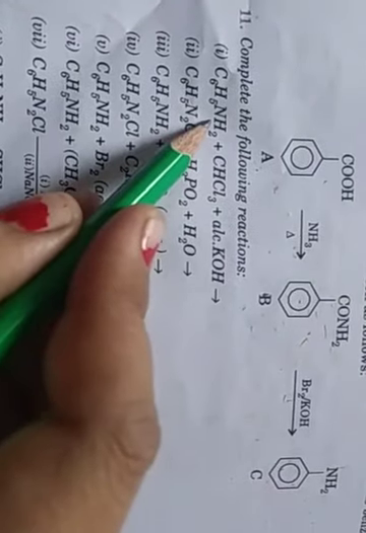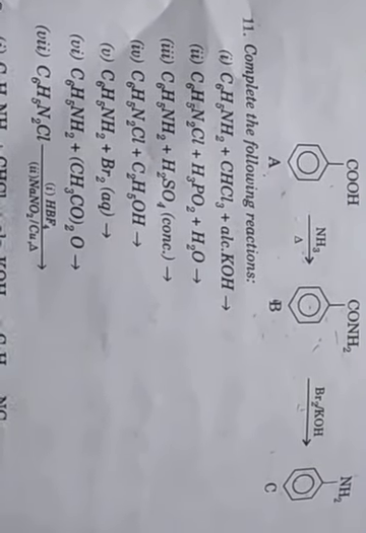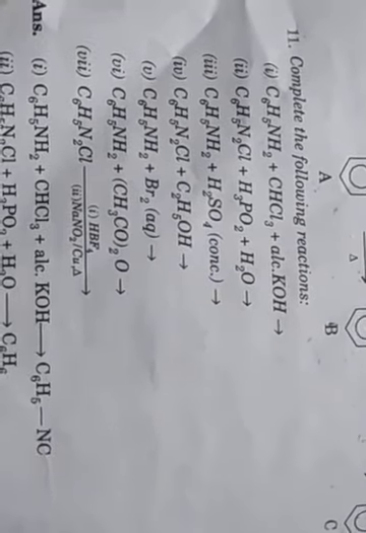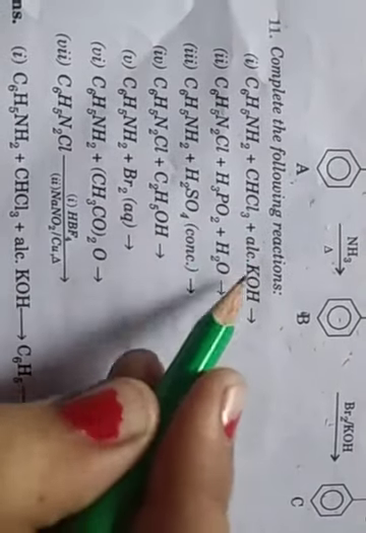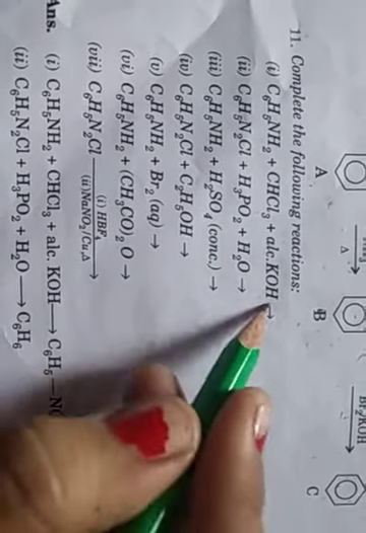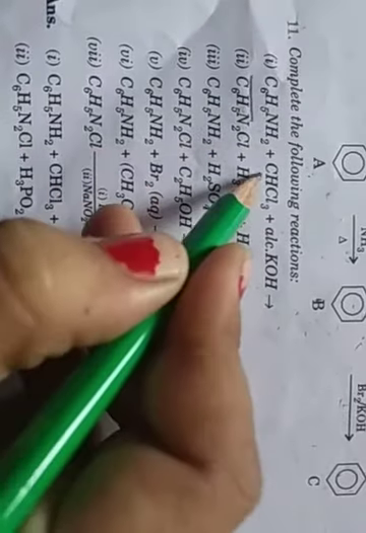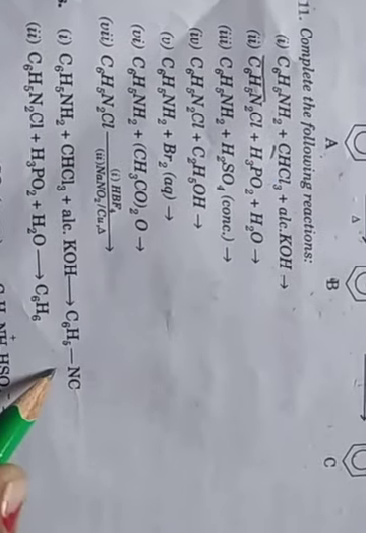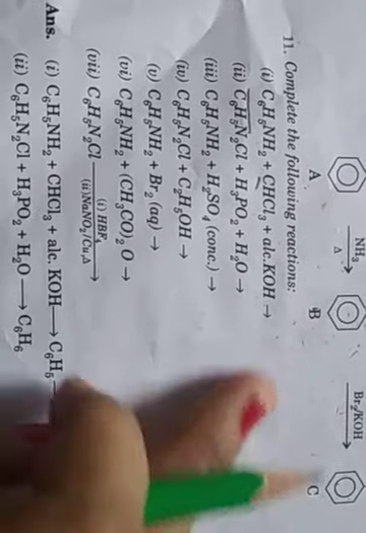Here you see first aniline C6H5NH2 reacts with the chloroform plus aqueous alcoholic KOH. C6H5NH2 amine, chloroform, and then alcoholic KOH. So you already know whenever chloroform and KOH, it is the carbylamine reaction. What is the formation? C6H5N reacts with the carbon, C6H5NC, phenyl isocyanide. In this reaction you write only the main product.